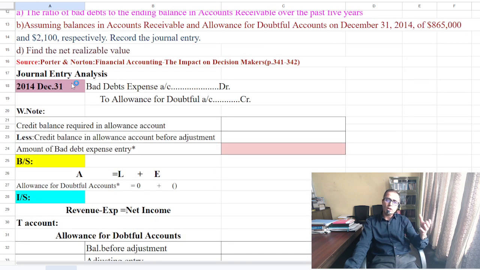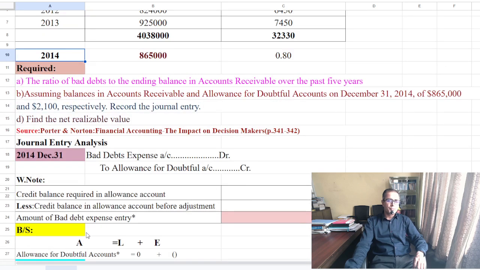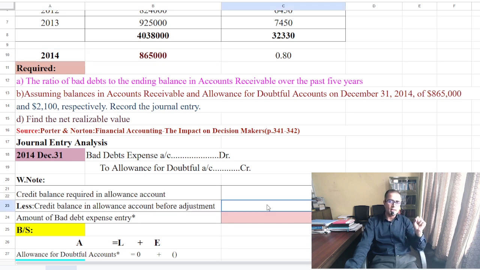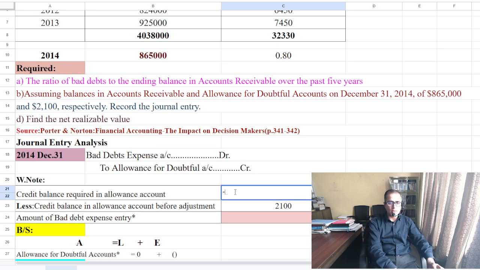Now when you record the journal entry, the framework is bad debt expense account debit to allowance for doubtful accounts, or you can say uncollectible accounts expense to allowance for doubtful accounts. Now, how do we come to know what this value would be? So look at the credit balance required in the allowances account. The credit balance in the allowances account before adjustment is given, that is 2100.